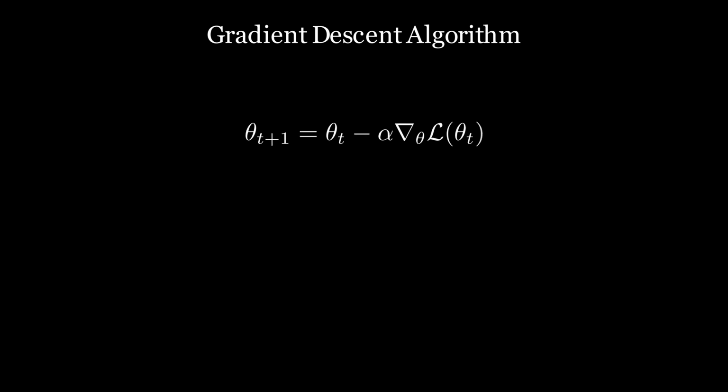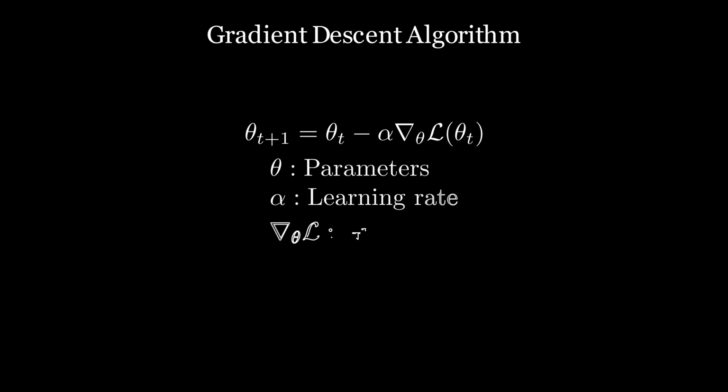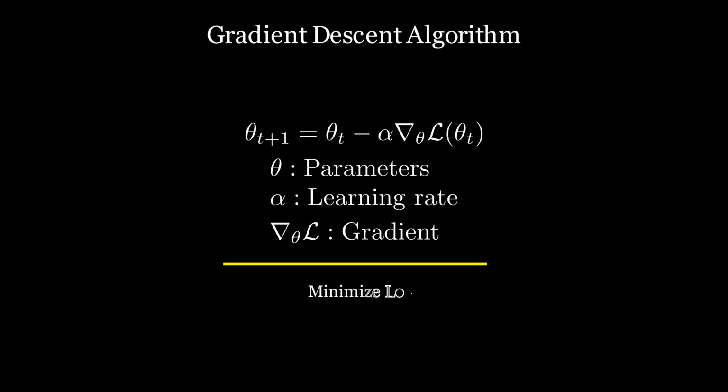Gradient descent is the workhorse optimization algorithm behind most machine learning models. It uses gradients to iteratively minimize a loss function. The gradient descent algorithm updates parameters by moving in the direction opposite to the gradient of the loss function. Here, theta represents the parameters, alpha is the learning rate, and the gradient term points in the direction of steepest ascent. By subtracting the gradient, we move in the direction of steepest descent, gradually minimizing the loss function.